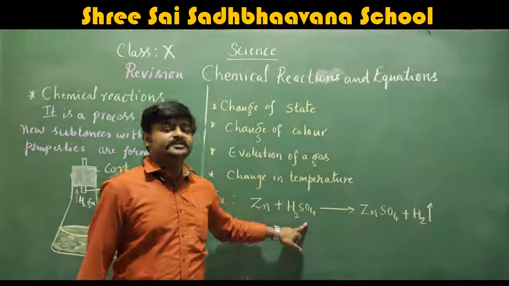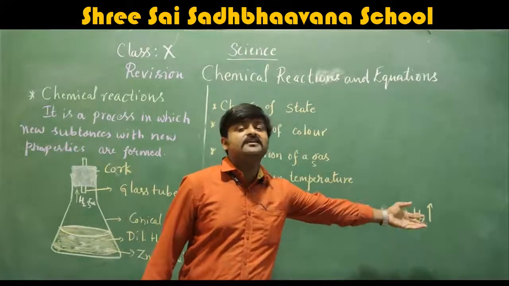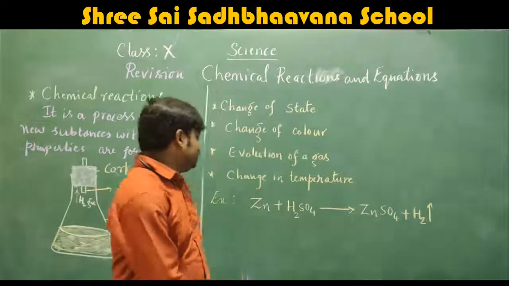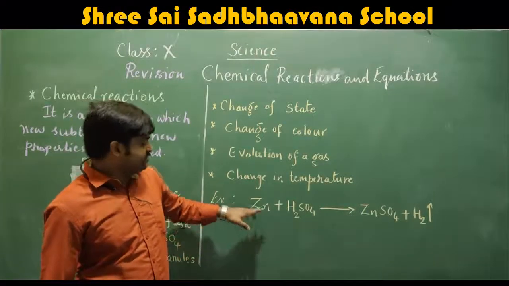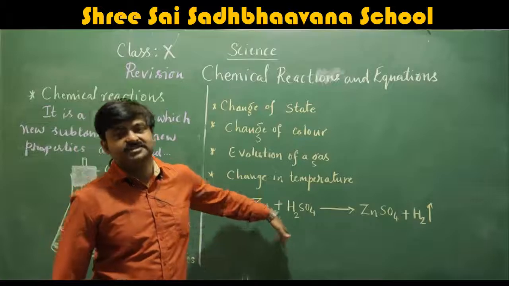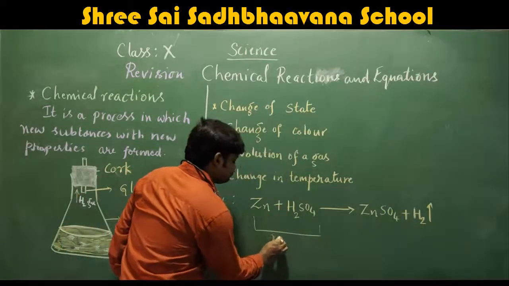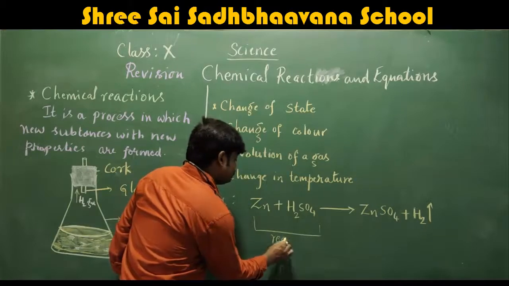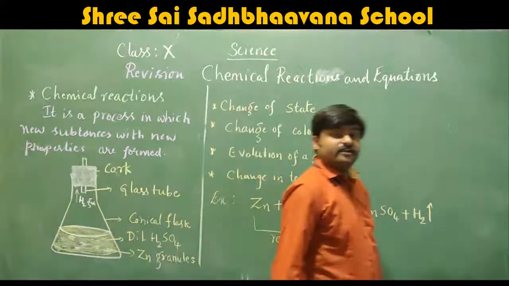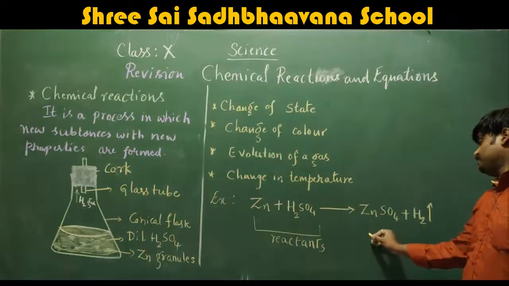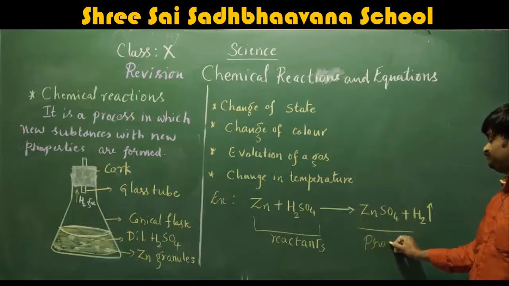So the equation for this experiment is: zinc, Zn, combines with sulfuric acid, that means mixed with sulfuric acid, it gives zinc sulfate along with the liberation of hydrogen gas. Dear children, in this chapter you must know whatever we write on the left hand side, LHS, are called reactants. And whatever we write on the right hand side is the product.